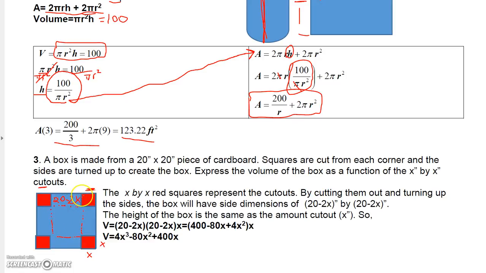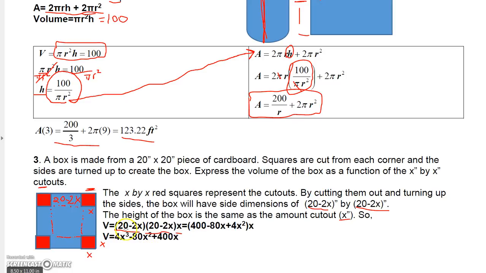Now, the height of the box: since I'm going to turn this side up right here, and remember that dimension is x, when I turn that up, it's going to give me a height of x. So the dimensions of my box are actually 20 minus 2x by 20 minus 2x by the cutout, which is x. So all I have to do is multiply those together: 20 minus 2x times 20 minus 2x times x.